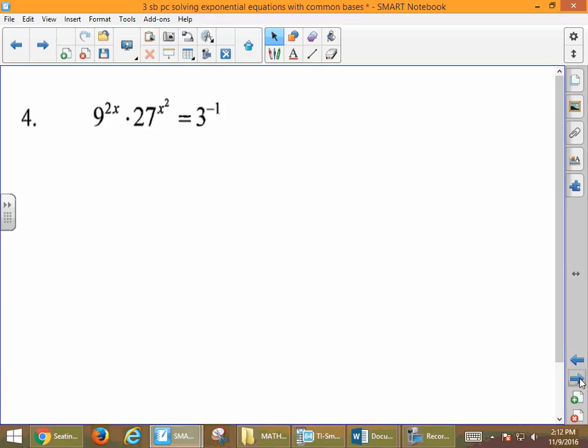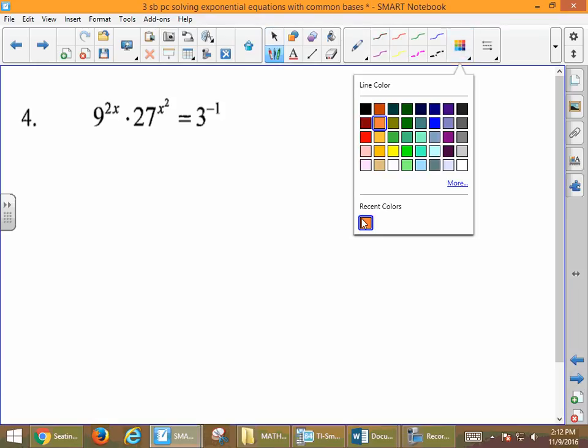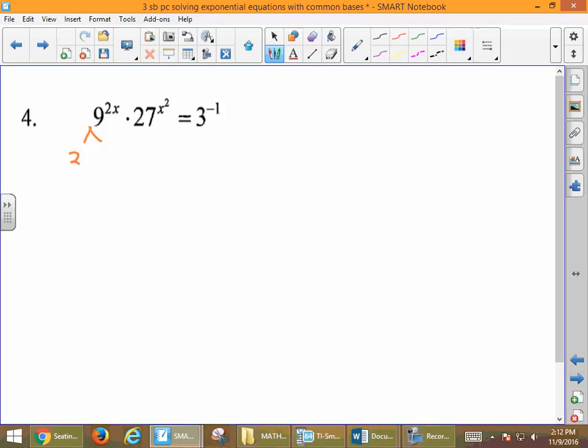So when we look at problem number 4, it looks a little bit different from our previous 3 examples. But if we can remember that the key idea here today is that we want to have common bases. And the 3 bases that we have in this problem originally here are 9, 27, and 3. Well, we can break down 9 into 3 times 3.